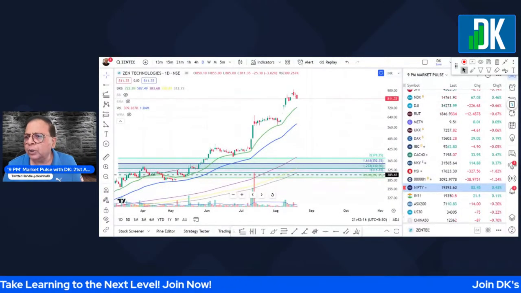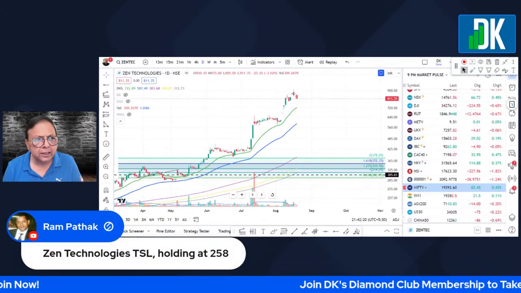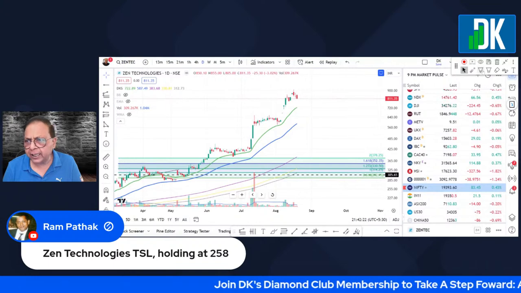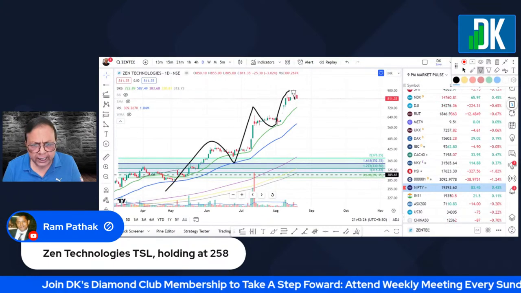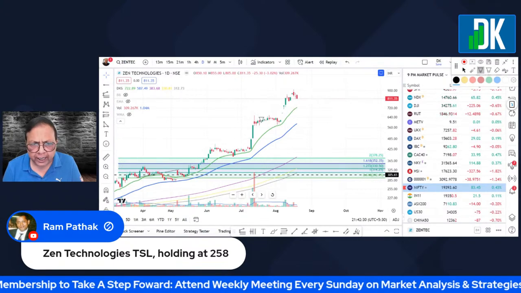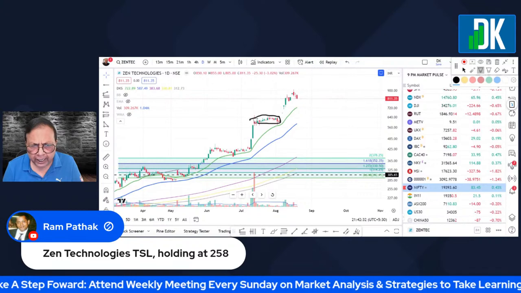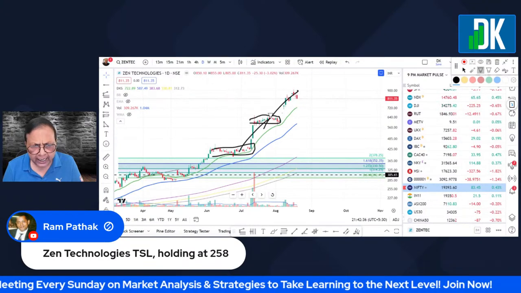Okay, I forgot to share the chart. Zen Technology, I had said market structure is higher highs and higher lows. There is a multiple gap over here. Those who were short-term traders trading here, the target is achieved. Those who were trading here, target achieved.